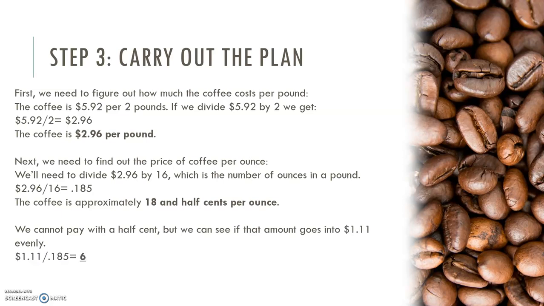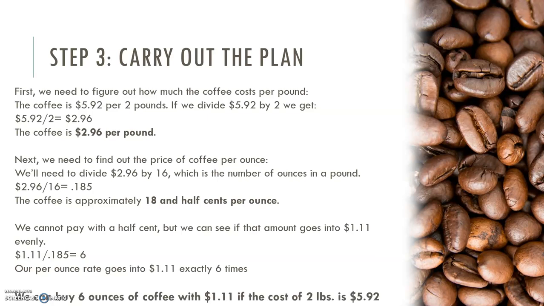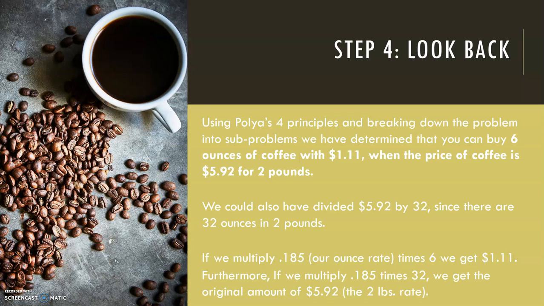$1.11 divided by 0.185 equals 6. What does that mean? We can buy 6 ounces of coffee with $1.11 if the cost of 2 pounds is $5.92. I think we've solved it. So let's take a look back and do step 4 of Polya's principles. Using Polya's 4 principles and breaking down the problem into sub-problems, we have determined that you can buy 6 ounces of coffee with $1.11 when the price of coffee is $5.92 for 2 pounds.